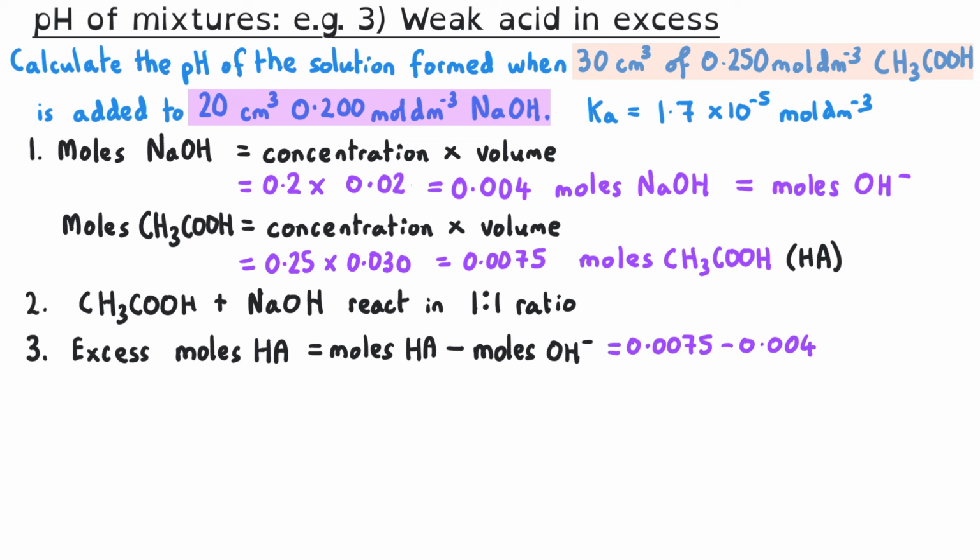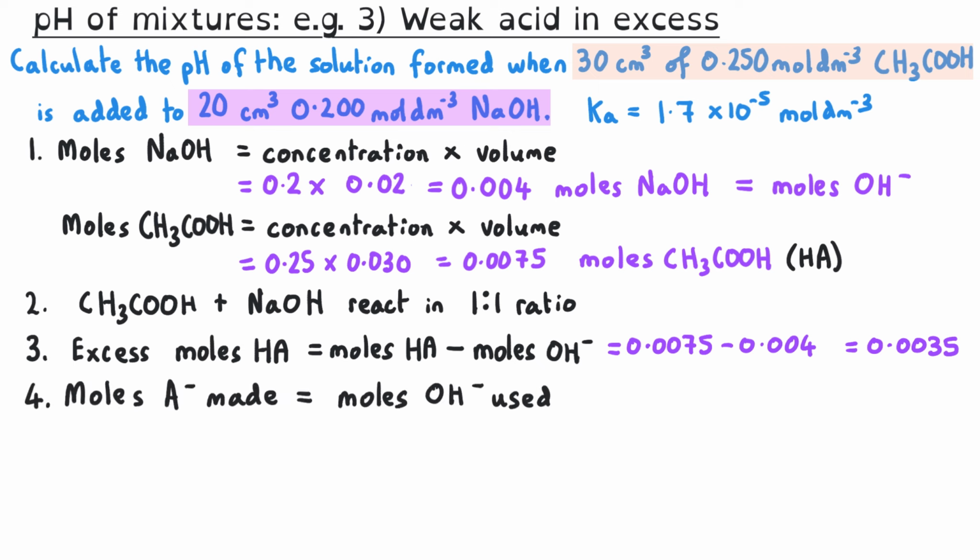So we take that moles of weak acid and subtract the moles of hydroxide ions away from it. So 0.0075 minus 0.004 gives us 0.0035 moles of weak acid, the ethanoic acid in this example. Then we need to recognise that the moles of A-, so that is the salt, that is produced will be equal to the moles of hydroxide ions that were used up in this reaction. And so that will be 0.004 moles of A- present in our product. Then we need to recognise that we have an excess moles of weak acid, so we need to use that Ka expression as we predicted.